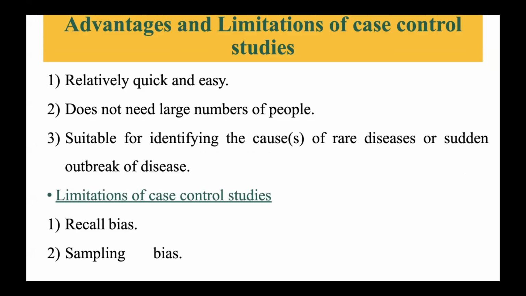So what is the advantage? It is relatively quick and easy, does not need a large number of people, and is suitable for identifying the cause of rare diseases or sudden outbreaks. Limitations: recall bias, and sampling sometimes may not be representative.